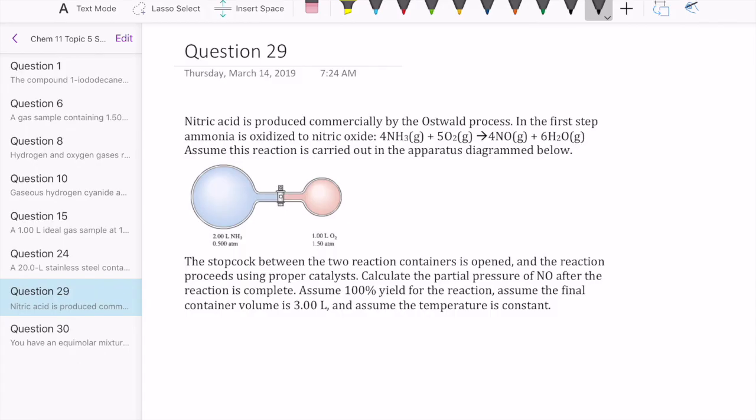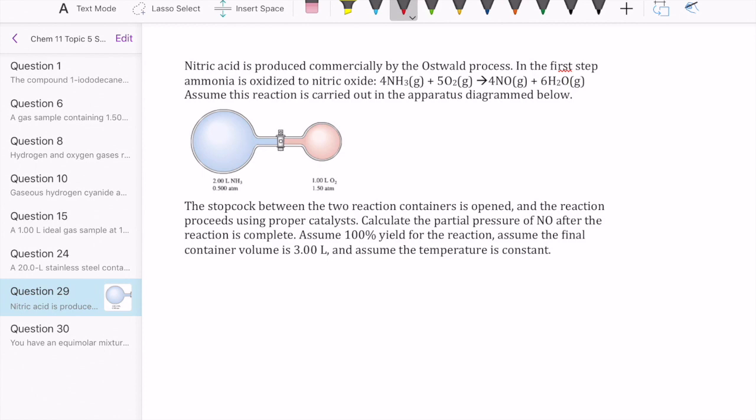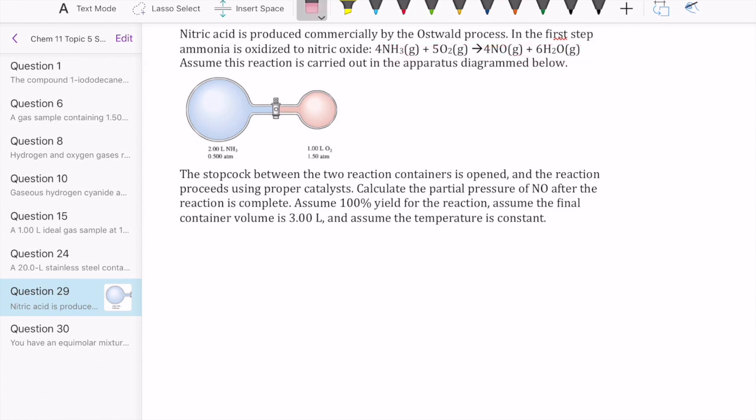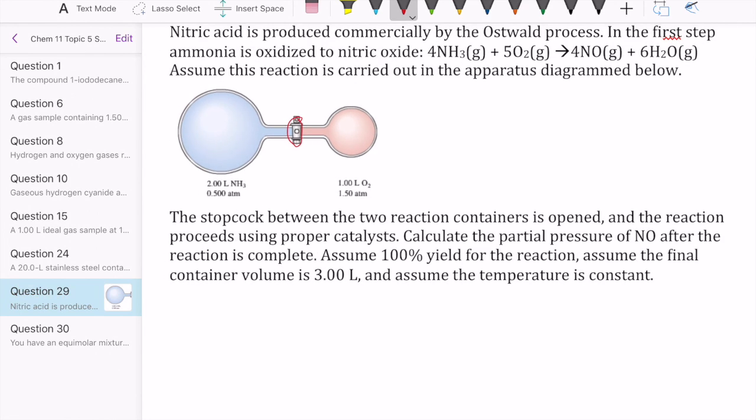Okay, let's take a look at question 29 in topic set 5. In this question, we were given a reaction: 4NH3 + 5O2 going to 4NO + 6H2O. The reactants are placed into a container that looks like this, originally separated with this stopcock, and then when they're opened, the two gases mix, and then the reaction happens.